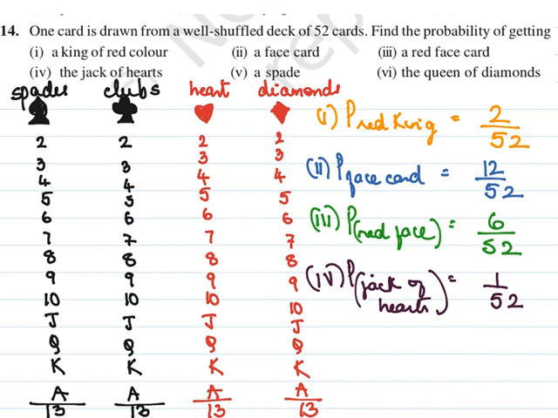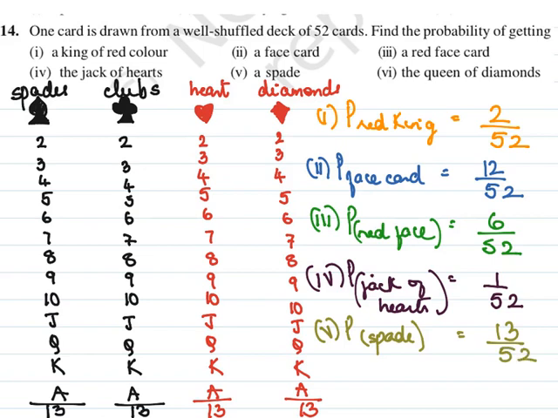The next is the probability of a spade. Now how many spades do we have? Here are the spades. These are the spades. We have 13 spades. So the probability of getting a spade is 13 out of 52.